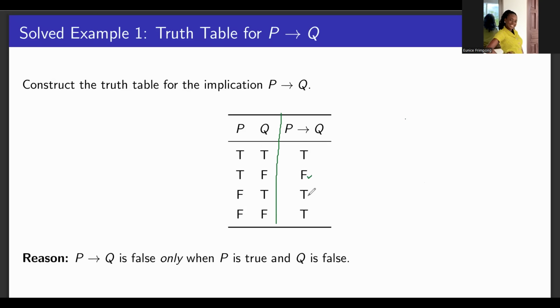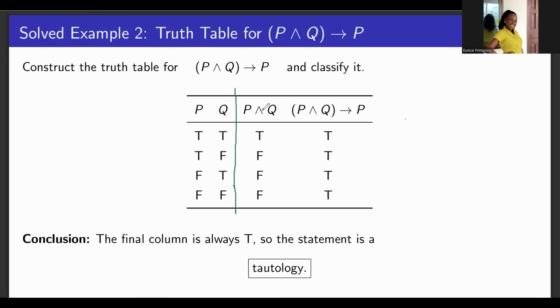So now you see it's a compound statement, but it's in levels. So we do what's in bracket first, then we proceed to finish up. So what's in bracket is P and Q. Now we know that P and Q is true only when both P and Q are true. Every other instance is false.